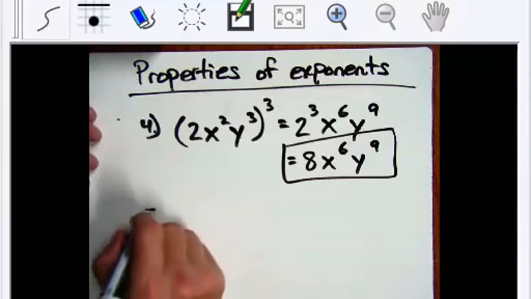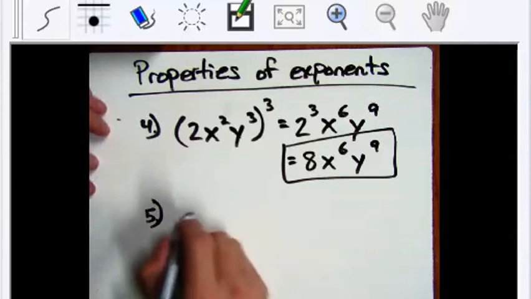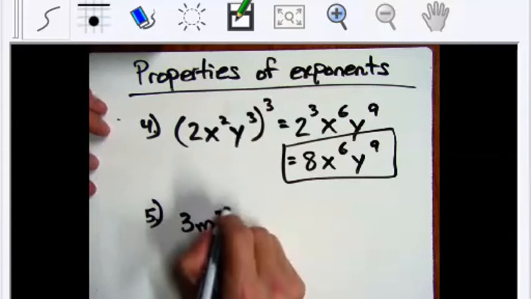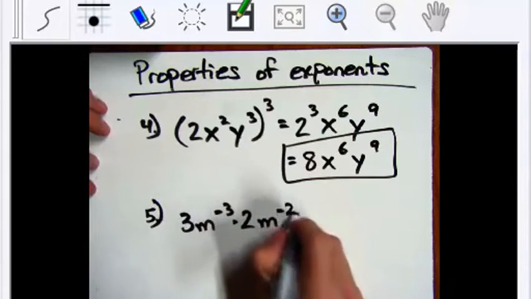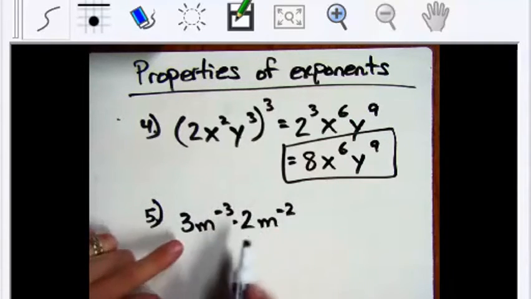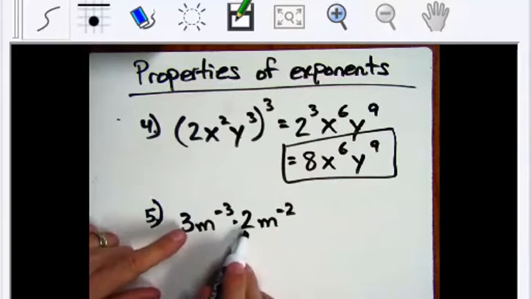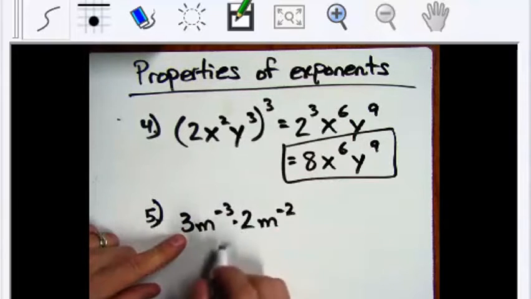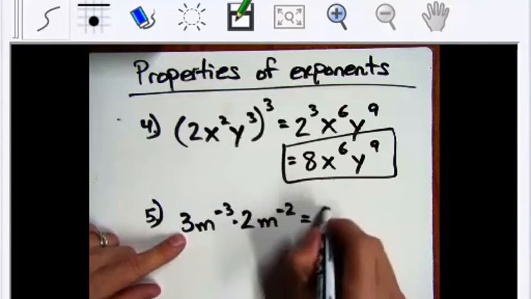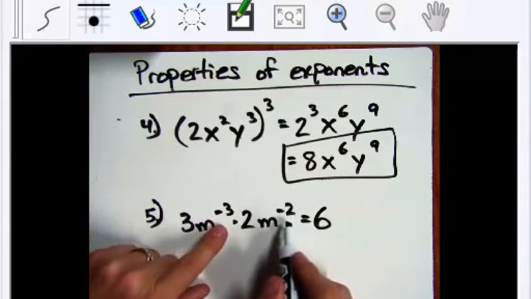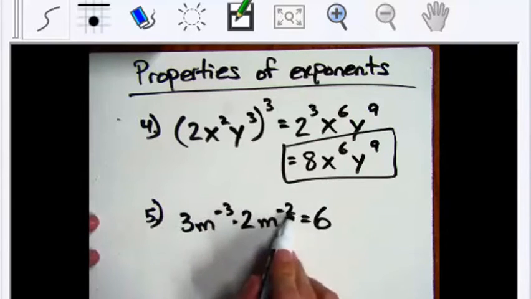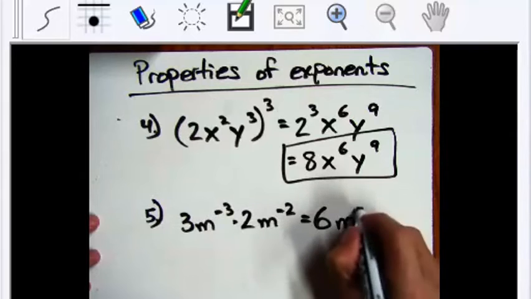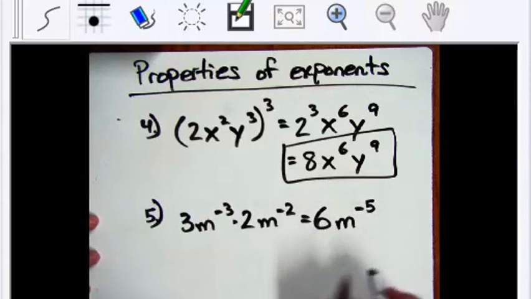And then let me do one more with you guys here. Some negative exponents. So just like number 1, multiply these numbers. So 3 times 2 is 6. And then these guys, same thing. You're going to be adding those up. So you essentially have -3 plus a -2. So that's going to get you a -5.